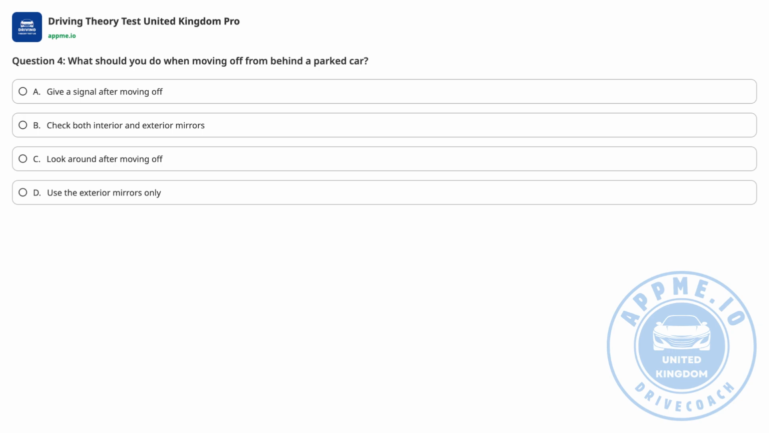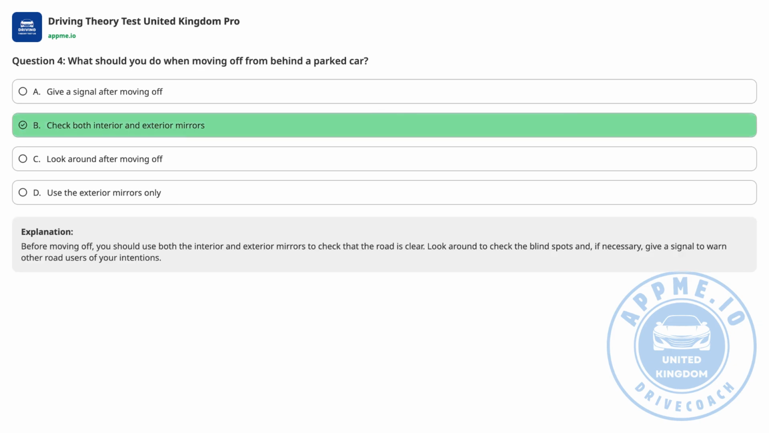Question 4. What should you do when moving off from behind a parked car? A. Give a signal after moving off. B. Check both interior and exterior mirrors. C. Look around after moving off. D. Use the exterior mirrors only. The correct answer is B.